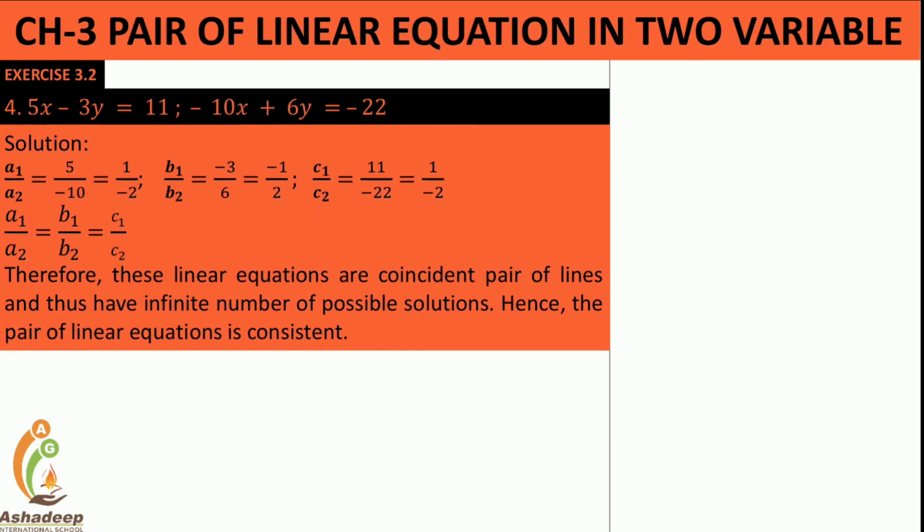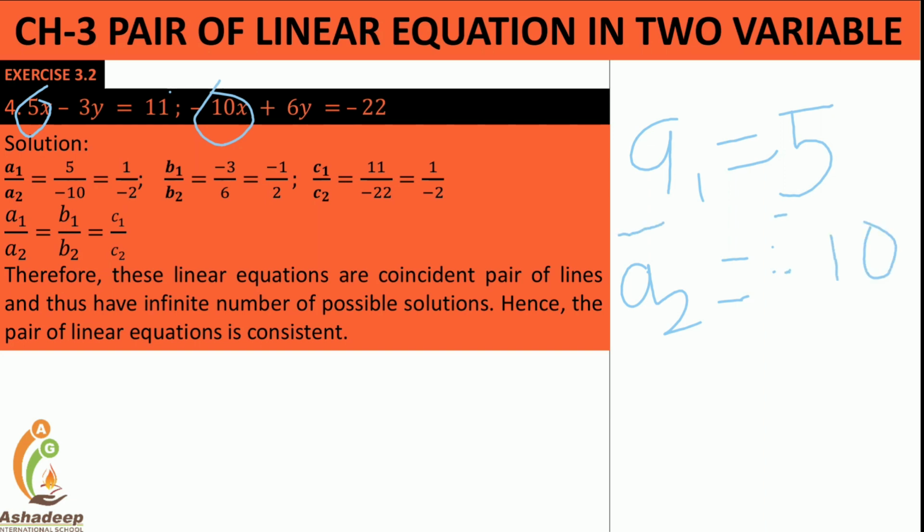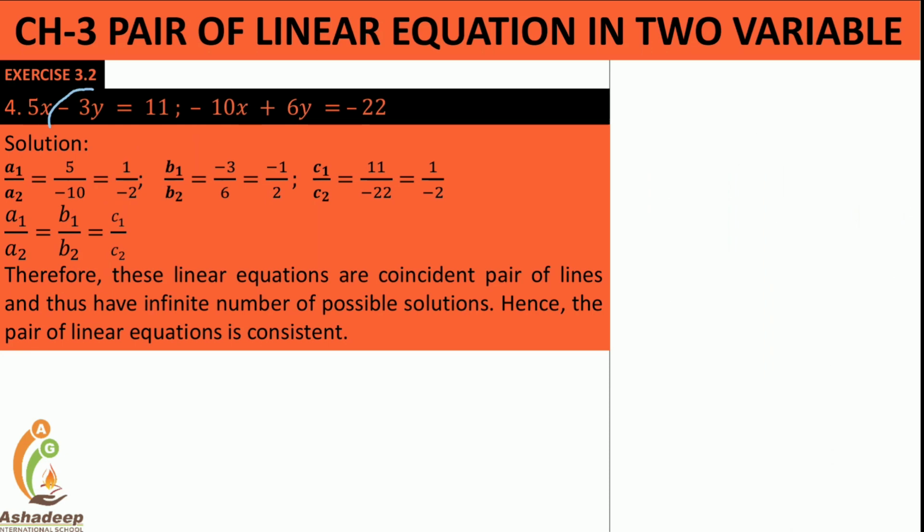Sum number 4. What is a1? a1 is 5. What is a2? a2 is minus 10. Now we need to take the ratio. So this is minus, this is gone, and the answer is minus 1 upon 2. See here, minus 1 upon 2. Now what is b1? Minus 3. What is b2? Plus 6. So what is the answer? Minus 1 upon 2. Why? Because these two are cut.